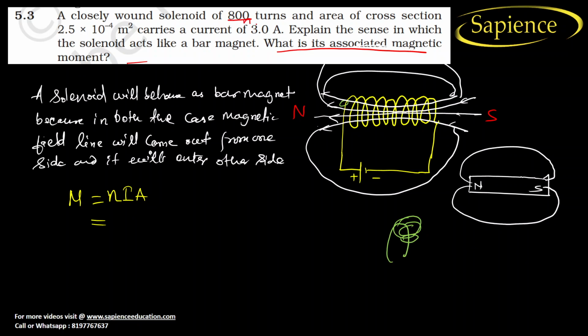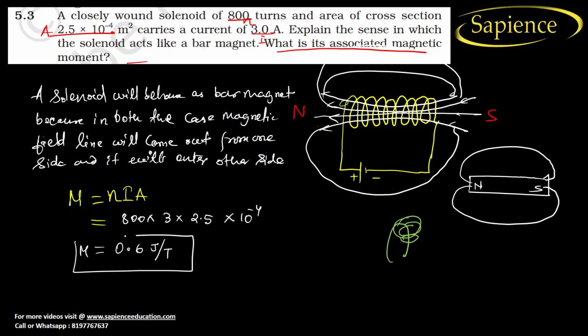What is N? This is N, the number of turns, this is current I, and this is area A. So let us write it in a proper way: 800 into current, which is 3 ampere, into area of cross section, which is 2.5 into 10 to the power minus 4 meter square. When you cancel units, finally it will have a different unit. Just pause the video and calculate it by yourself. You will get 0.6 joule per Tesla as the magnetic moment. I hope you have understood this one.